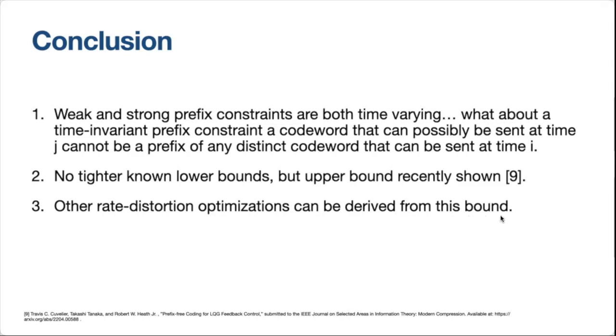Since this would be more strict than even our strict constraint, we'd expect that our lower bound would hold under this requirement. However, potentially a tighter lower bound might hold. Notably, our recent work demonstrates that a time invariant prefix code can be used to attain performance close to the minimum bit rate predicted by the lower bounds we discussed in this present work. It's also notable that you can use these bounds that we've discussed here to derive other rate distortion optimizations and solve them in other ways other than semi-definite programming.